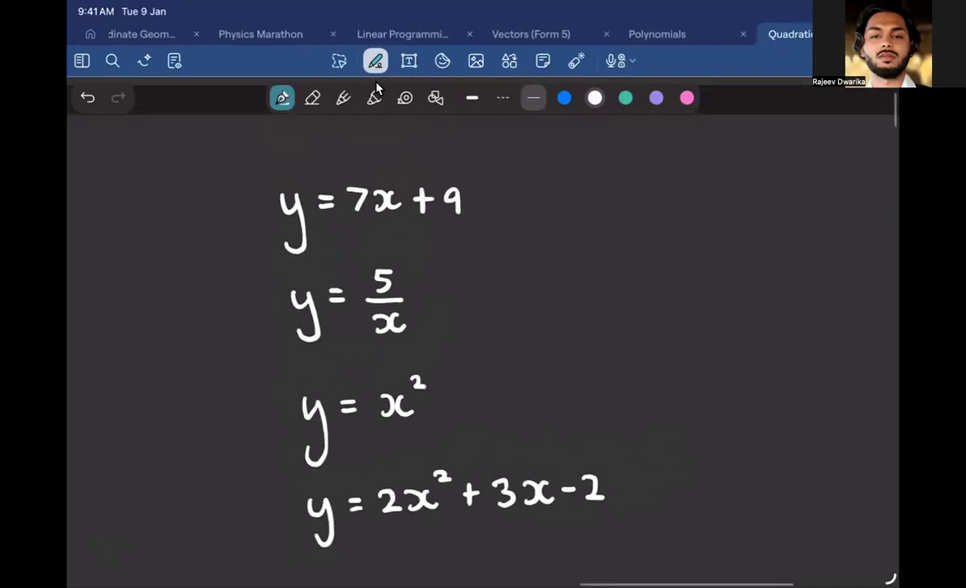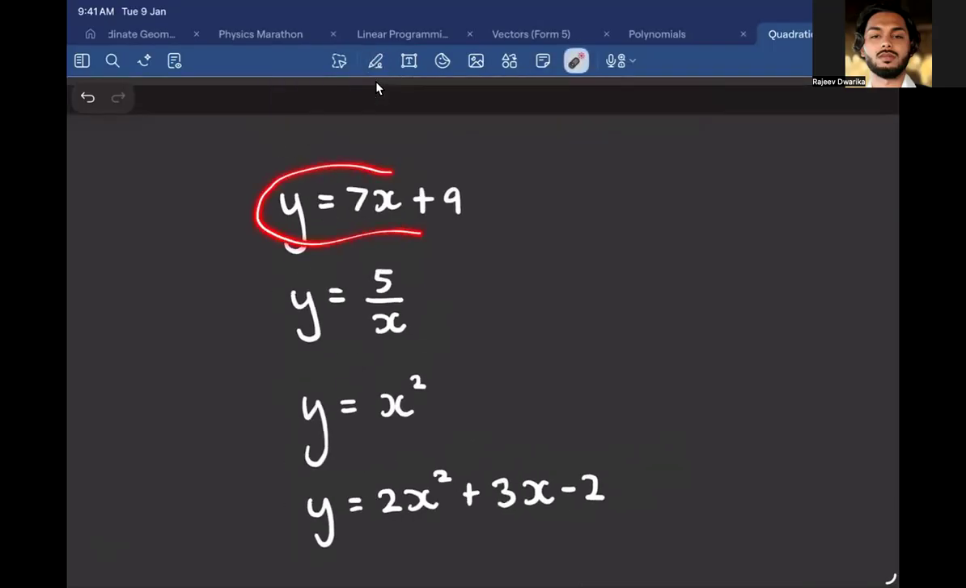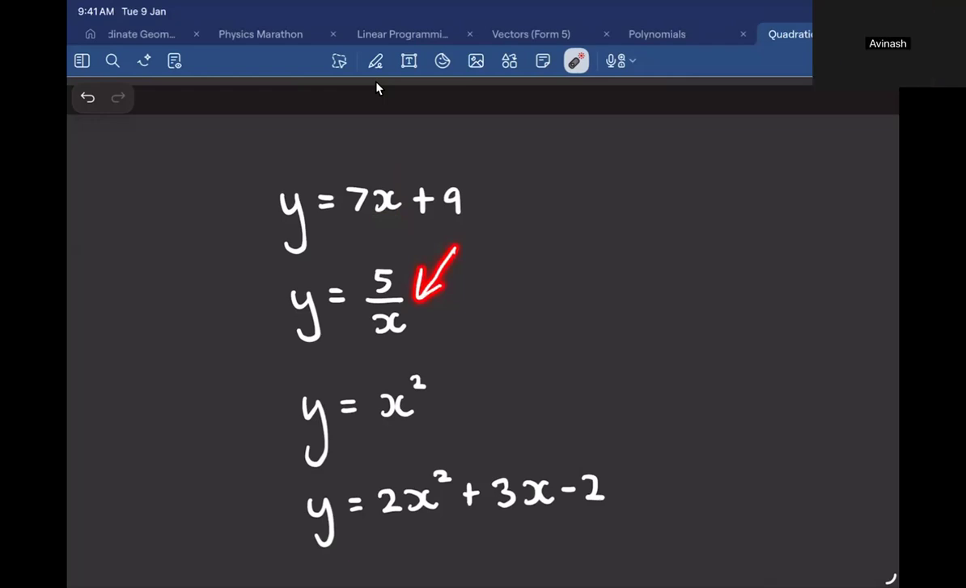Avinash, is the first one a quadratic? No. What's the highest power of x here? 1. Excellent. If you're not seeing it, then it's 1, x to the power 1, because it's by itself. Is the second one a quadratic? No. Is the third one a quadratic? Yes, it is. Is it a polynomial though? No, it's a monomial.